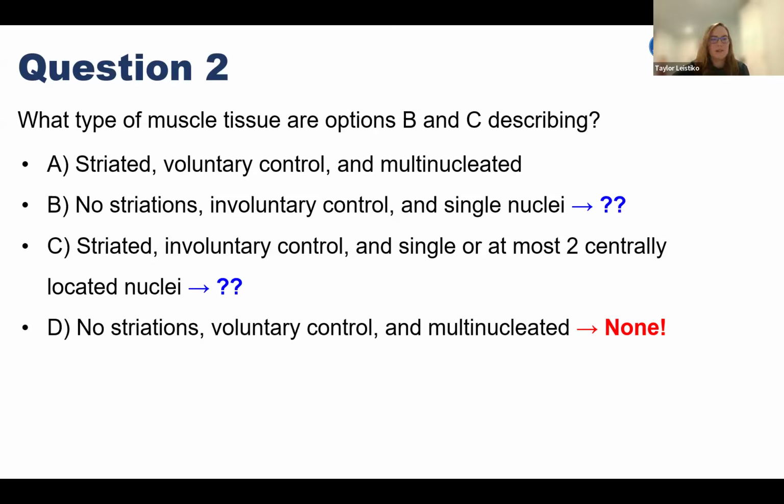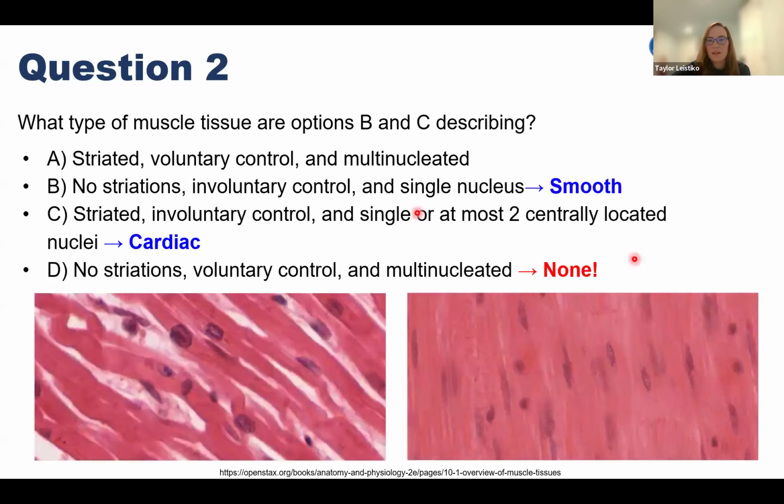Okay, we'll go ahead and go to the answers. So it looks like you guys are all getting it. B is going to be smooth muscle. C is going to be the cardiac muscle. So then here's pictures of that. This one's the cardiac muscle over here on the left. And then this one's going to be the smooth muscle. So you can see the differences with the pictures right there.